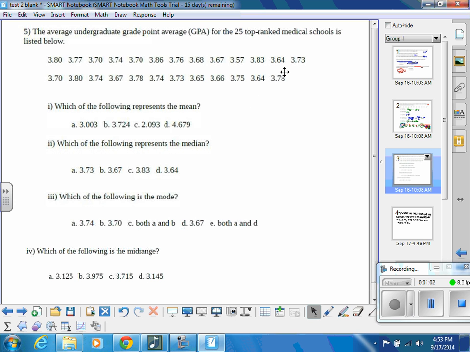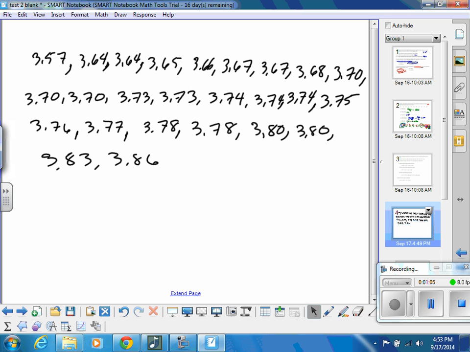Alright, so if you look on the next slide, this is the data in order. I tried to make my commas pretty big so you can see that there's a difference. This is the data in order, from smallest to biggest. So I see my biggest and I see my smallest, and I can also find my median. I have 25, so I need to count over 12, and my 13th one looks like it is 3.73 right there.